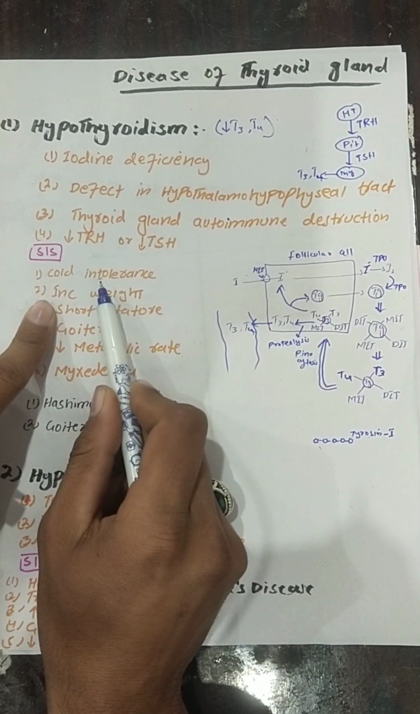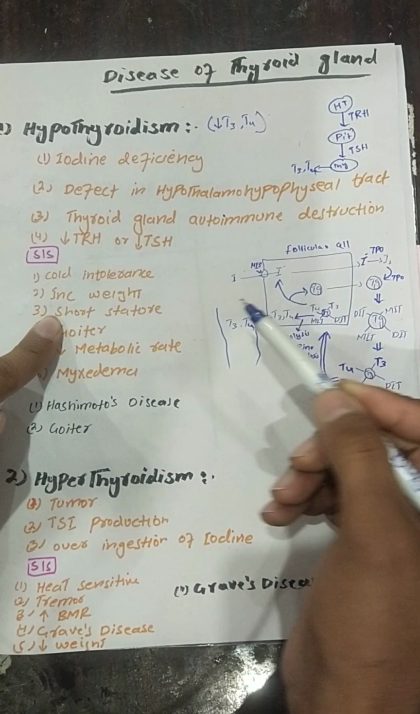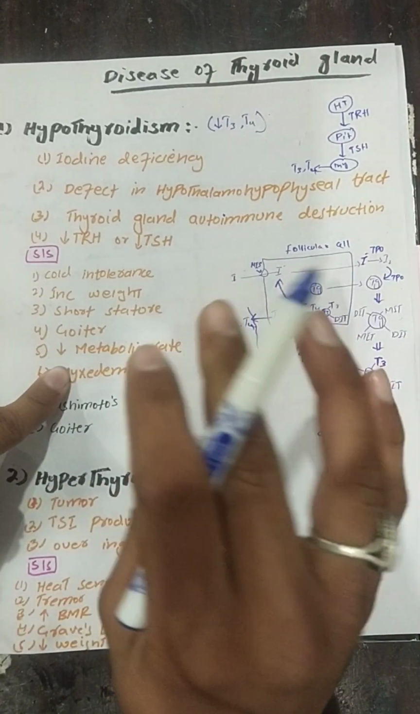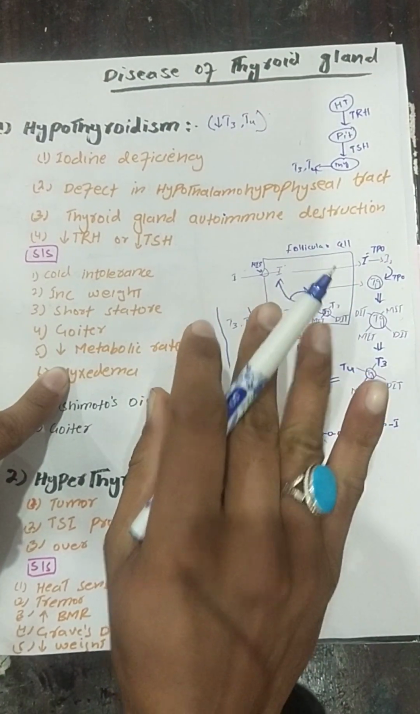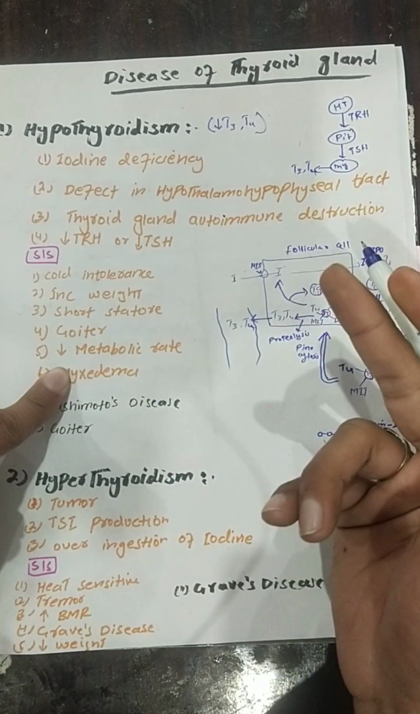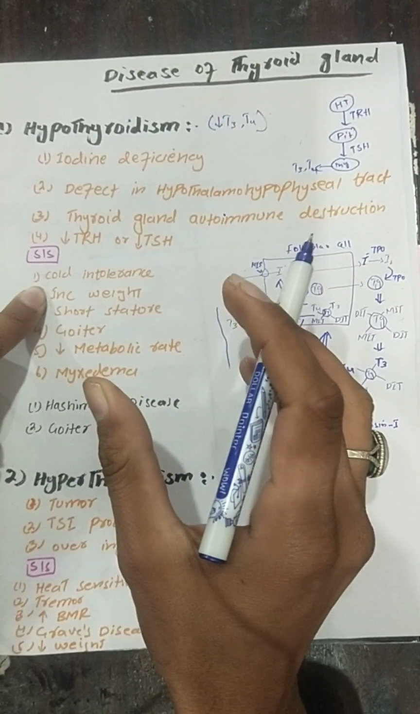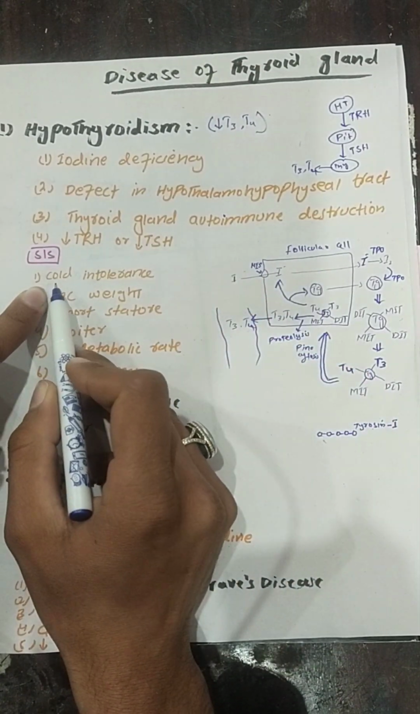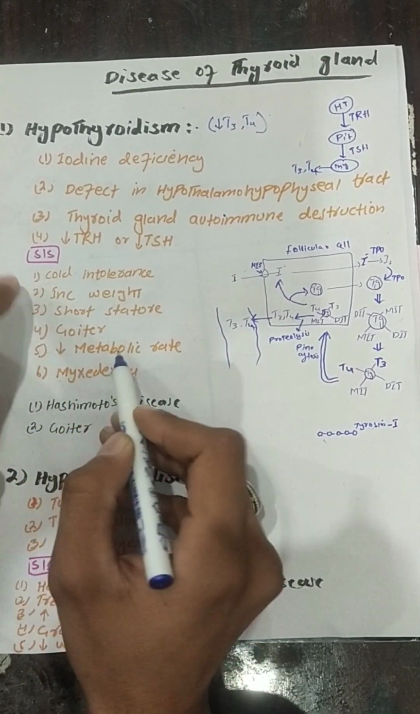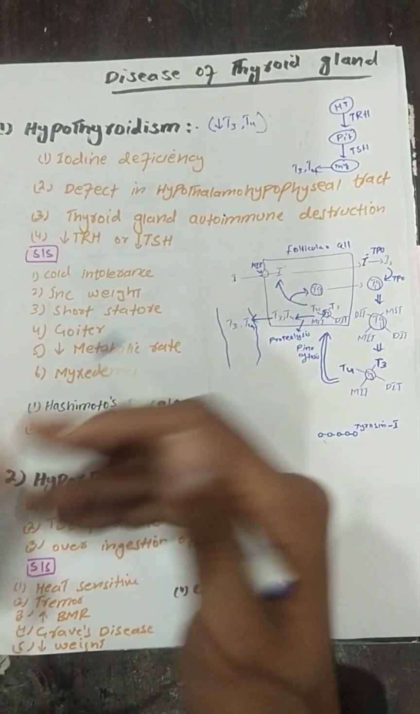Cold intolerance. Why? Because normally the thyroid hormone increases the metabolic rate. When thyroid hormone decreases, the metabolic rate will decrease. When the metabolic rate decreases, it means less heat production, because metabolic rate is directly proportional to heat production. So with less heat production, the person's temperature will decrease, and it becomes cold intolerance. Okay, and increased weight. Why? Because when a person's metabolic rate is decreased, if the person does not do anything, the weight will increase.